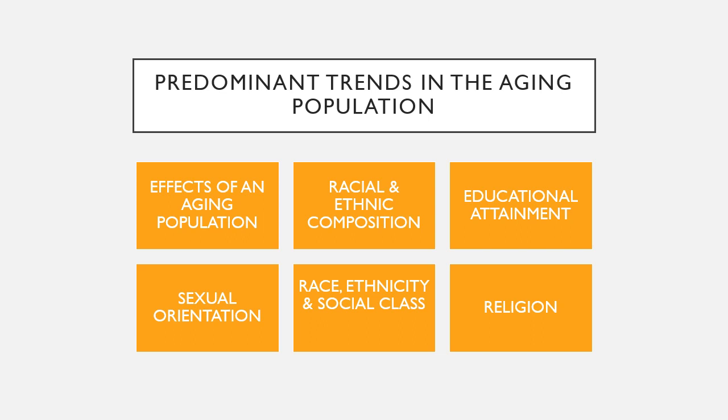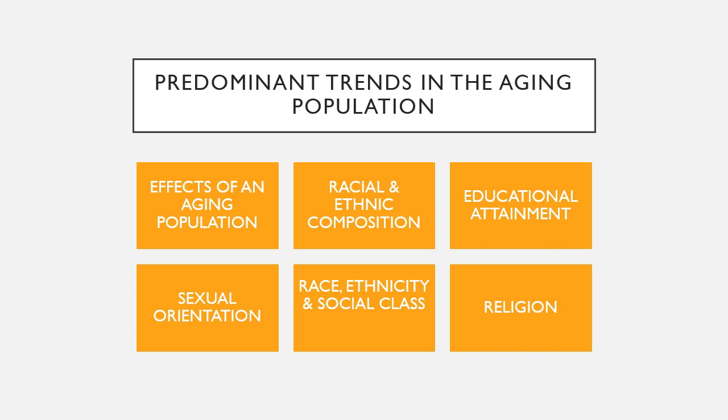2, racial and ethnic composition. The number of white individuals is declining, and the number of Hispanic Latinos is rising. Today, nearly half of those under the age of 20 are members of a minority group, compared to only one quarter of those 60 or older. 3, educational attainment. The aged's educational levels have been rising steadily for over 60 years. Higher education has been associated with longer life expectancy and better health.